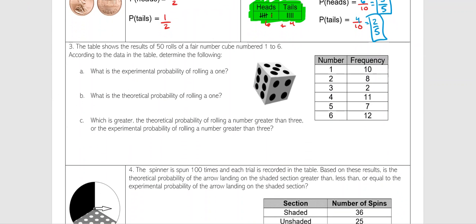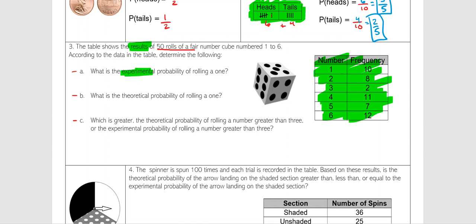All right, next up we have the results of 50 rolls. So anytime we see a word like results, that is going to be a clue that we're looking for experimental. We know that we had 50 total. So I want you to pause the video and try and answer these 3 questions. The experimental probability of rolling 1, again, experimental, using data in our experiment. Theoretical probability, just looking at the number cube, thinking about what should happen. And it's numbered 1 through 6. So there's 1, 2, 3, 4, 5, and 6. And then which is greater? We're talking about 3s now. So pause the video and try those out.